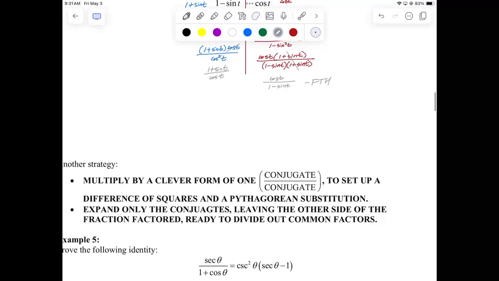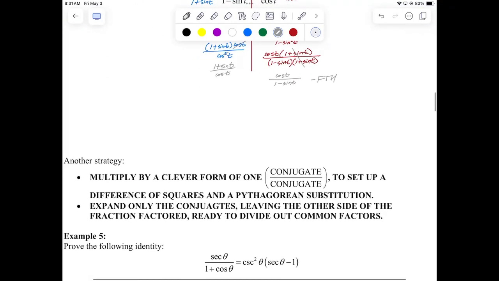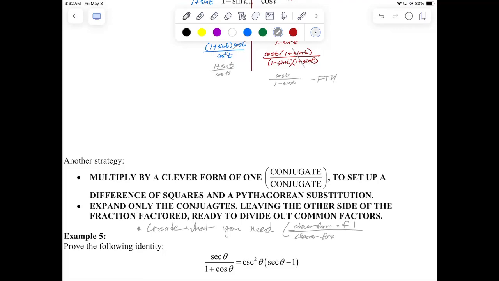Okay, so multiply by a clever form of 1, conjugate over conjugate, to set up a difference of squares that leads to Pythagorean substitution, or do that in reverse. Expand the conjugates, leaving the other side factored, and let's add this strategy right here. Create what you need by multiplying by a clever form of 1, all over a clever form of 1.